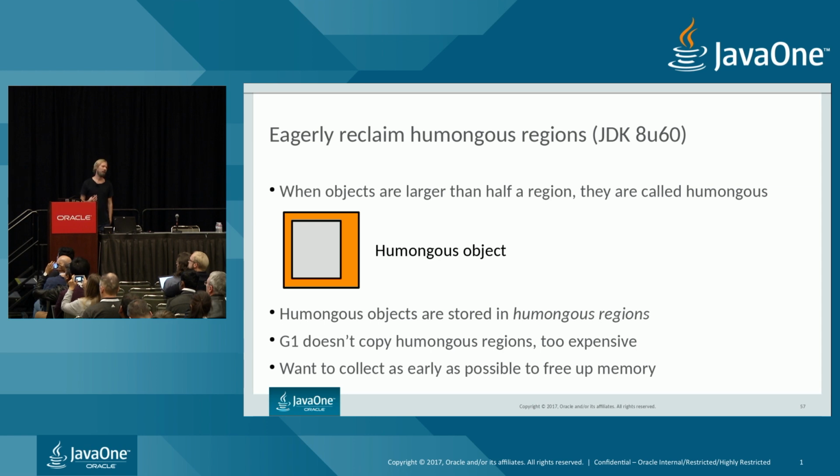G1 doesn't copy humongous objects around on the heap because it's too expensive. They are larger than half a region, so they take up a lot of memory, and thereby copying them takes a lot of time, something we do not want to do. But on the other hand, these objects use a lot of memory, and if they become dead, we want to free that up pretty quickly so we can reuse it for other objects and allocations.